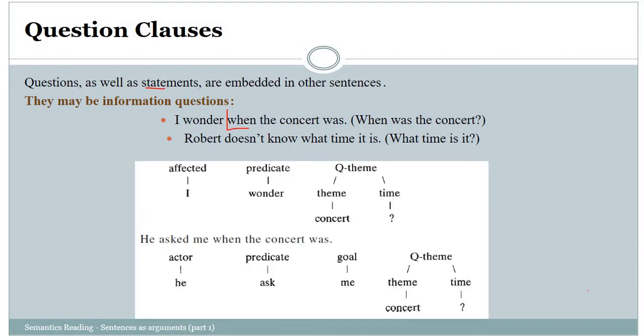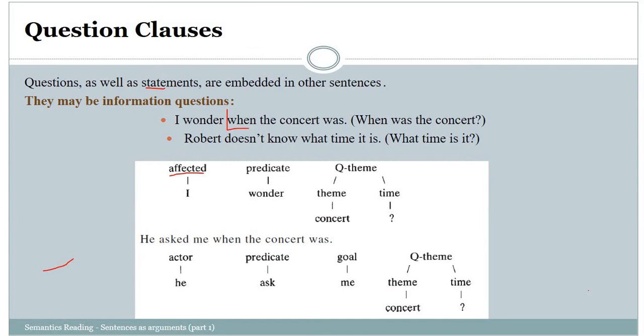The question, what time is it, is embedded into the sentence as what time it is. So you can see here that I is the actor as a lexical role, and wonder is the predicate, and the question theme is again a question sentence actually. So here we can say that the question theme is again categorized into sub-themes, and also includes a time expression. And let's look at the other example.